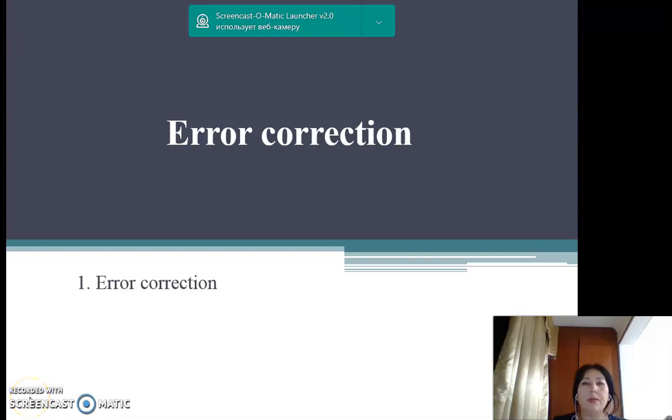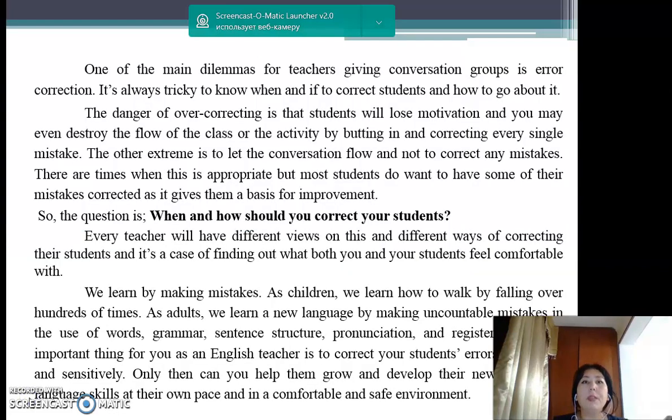Good day, dear students. Today's lecture's topic is error correction. One of the main dilemmas for teachers giving conversation groups is error correction. It's also always tricky to know when and if to correct students and how to go about it.